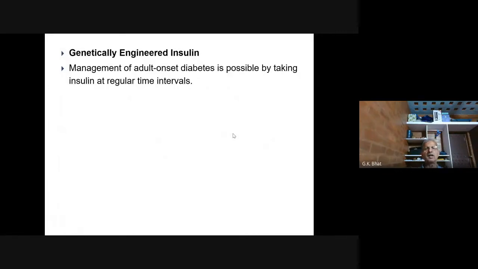Now let us see genetically engineered insulin. Management of adult onset diabetes is possible by taking insulin at regular time intervals. I hope you might have heard about different types of diabetes. Who will tell me what all the different types of diabetes you know? Come on, any one of you? You might have been taught in the last year in your colleges. Anyone? You tell me what diabetes you have heard about. Are there any types of diabetes?